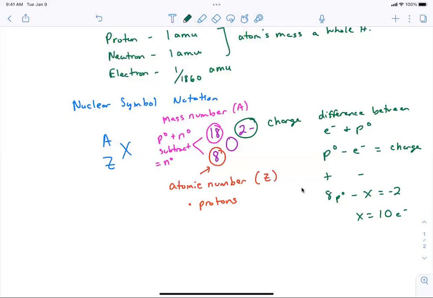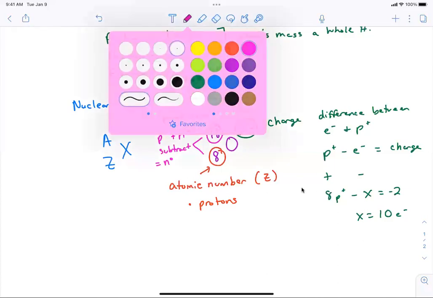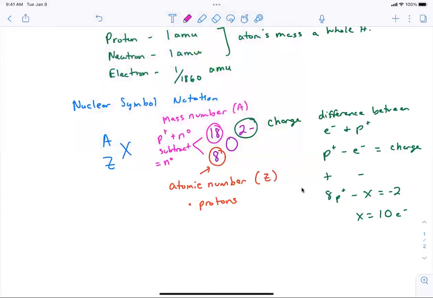Oh, sorry. You're right. It is P plus. I don't know why I was writing 0. I was just getting in the habit with my neutrons for some reason. Oh, it's a charge, right? So proton is P positive, electron negative, neutron 0. Thank you.